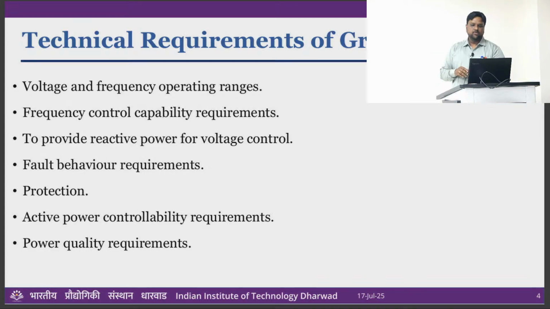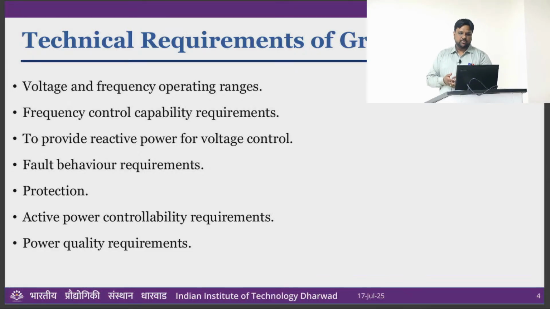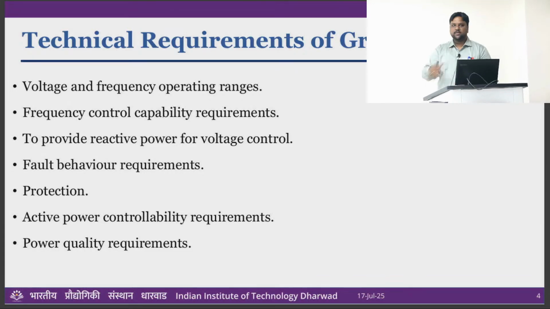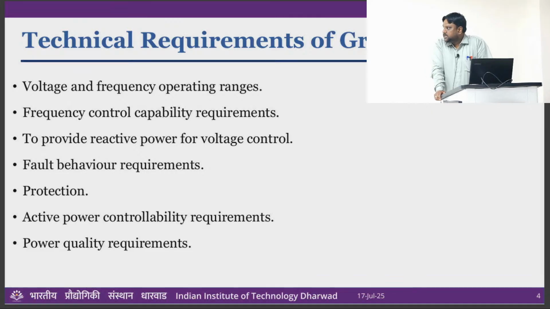You connect a renewable power plant, how much voltage and frequency operating zone you should operate. Frequency control capability, so Professor Jahangir already told some are frequency related, some are non-frequency related. Non-frequency related are mostly the voltage related. So all the things are related to voltage or frequency, how you maintain when you connect to the grid.